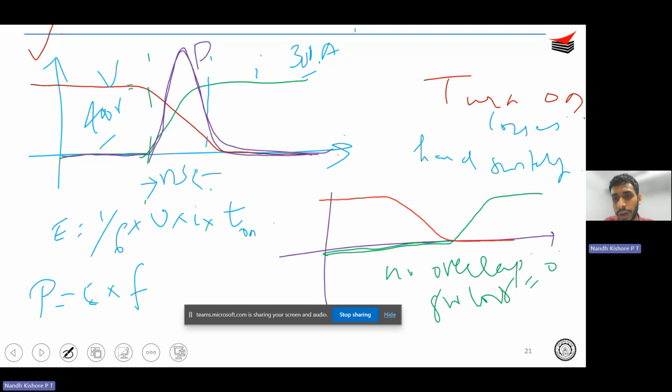And similarly, during turn off, you will see that first the current will fall, and only after that the voltage is going to rise. So you have your ZVS over here, that is zero voltage switching or zero voltage turn on. That is, the device starts conducting current after the voltage has reached zero. That's why it is called zero voltage switching.